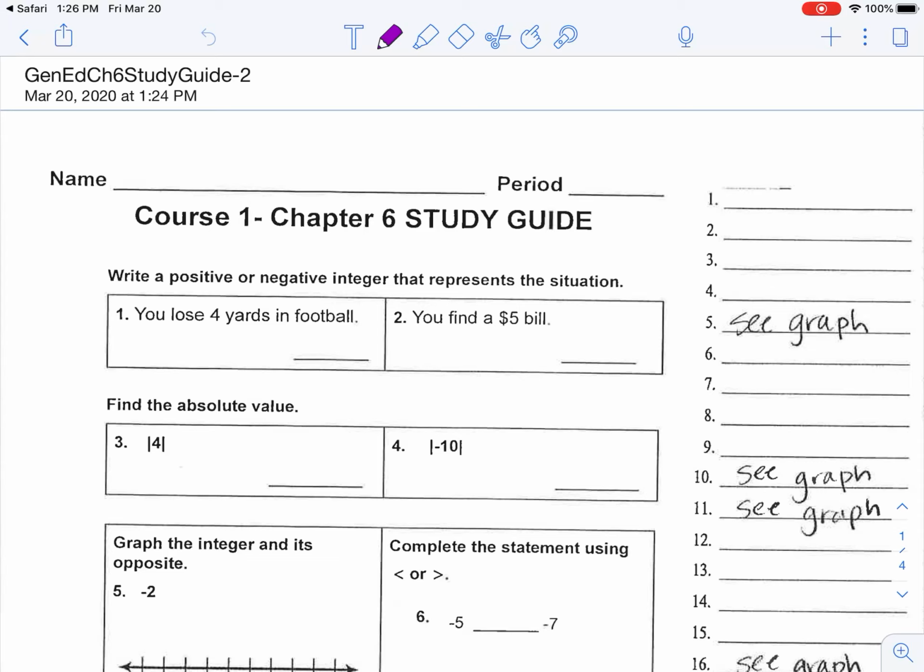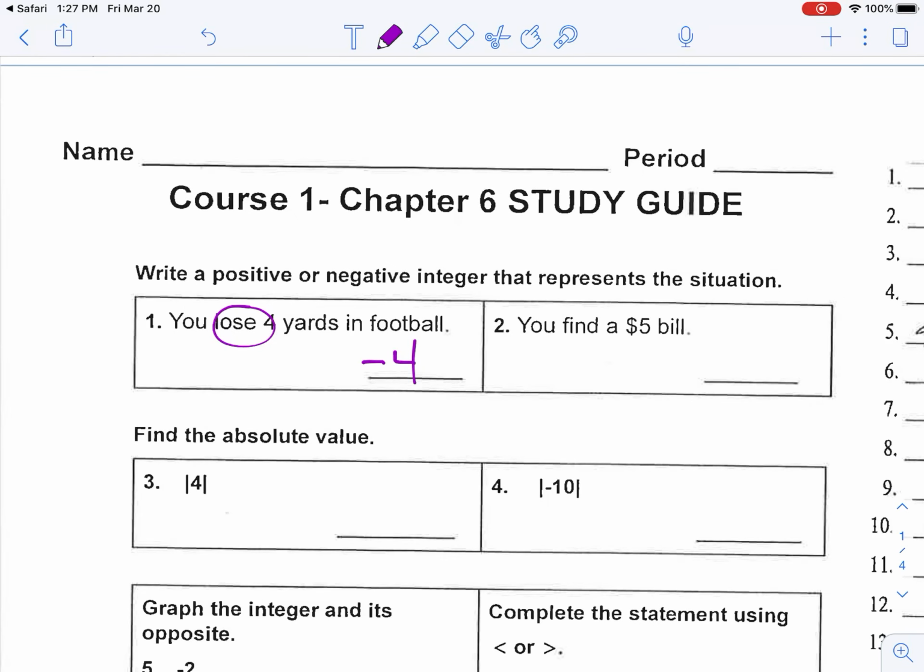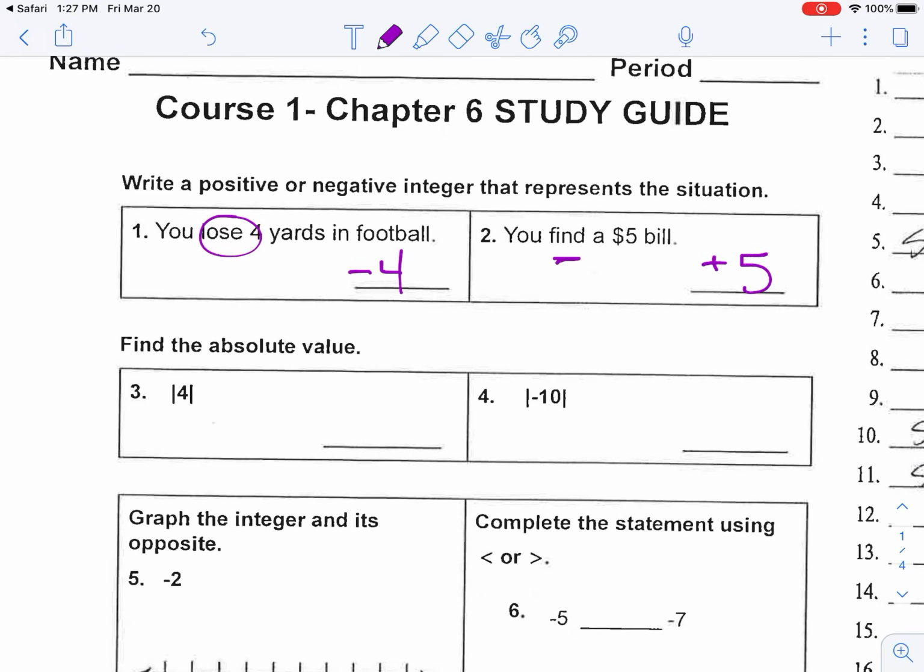Here we go. You are to write a positive or negative integer that represents the situation. Okay. If we lose 4 yards in a football game, that would be a -4. If you find a $5 bill, you've just earned $5. That'd be a +5.